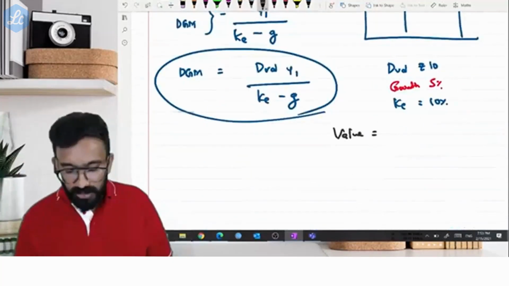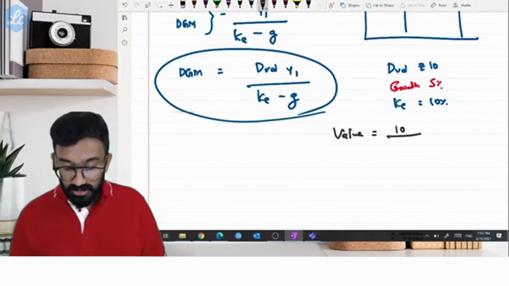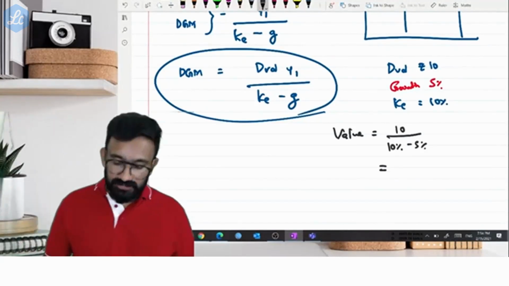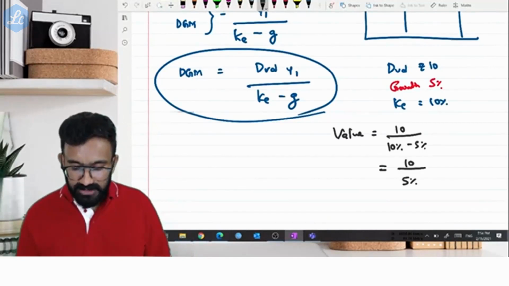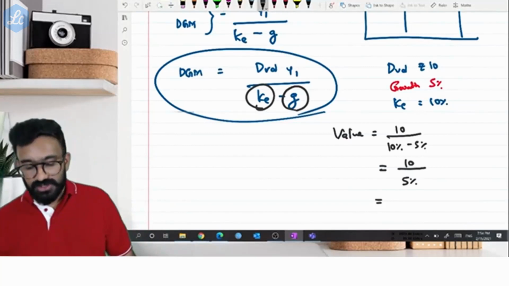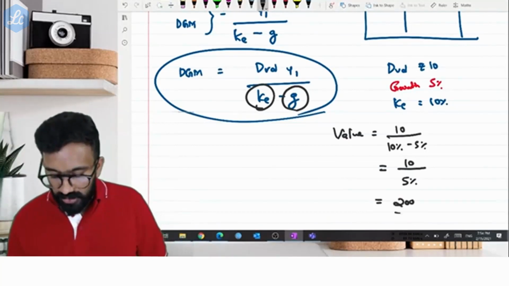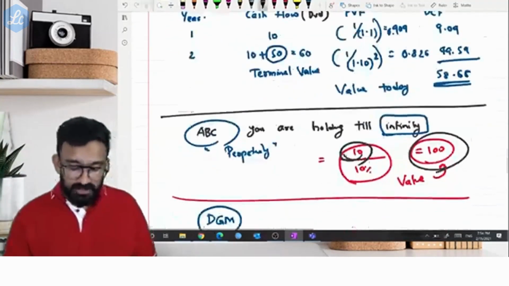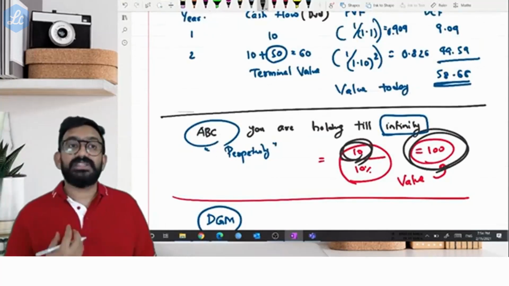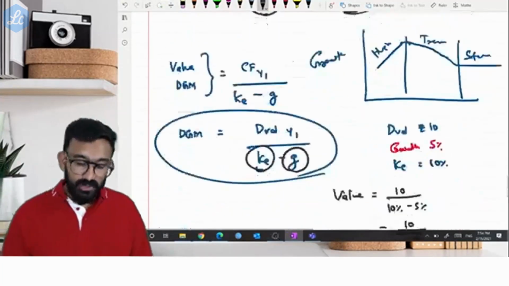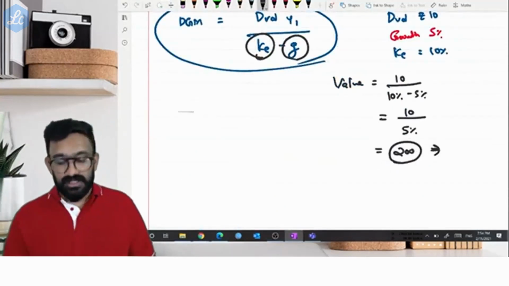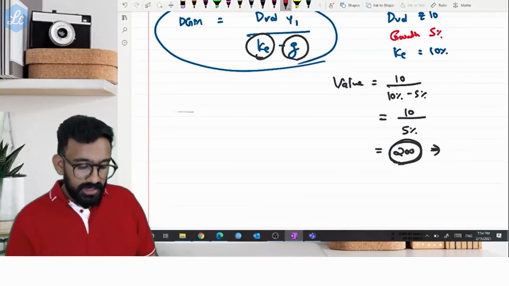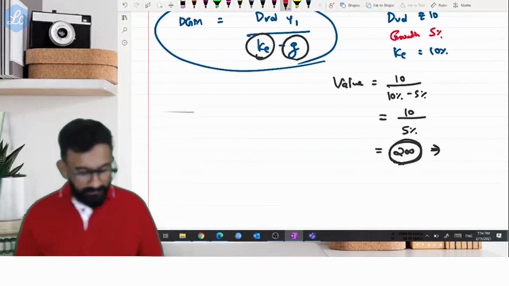So the formula would be like this: your expected dividend is 10, your KE is 10% minus 5% growth, KE minus G, which is 10 divided by 5%, which is going to be 200. If your company is giving you only 10 rupees constant dividend, with your 10% expected return you're ready to pay 100. But if it is going to grow over the period at 5% till infinity, then you're ready to pay 200. Are you guys understanding this? Okay, this is how you do the computation in the case of the dividend growth model.